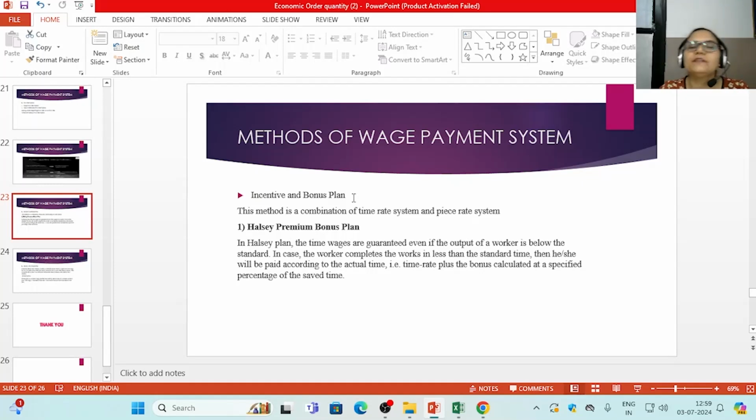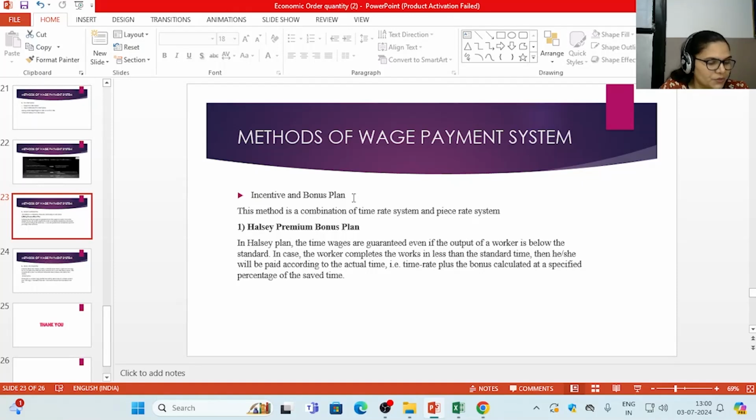So in case of incentive and bonus plan, workers are paid for actual time taken for completing a particular job. But if they complete a job within the standard time, before the actual time, a certain type of incentive and bonus is given to the workers as a part of a reward system. Under this method, all workers are guaranteed time wages, and bonus is given to efficient workers, which was missing in the other previous two methods like time rate system and piece rate system.